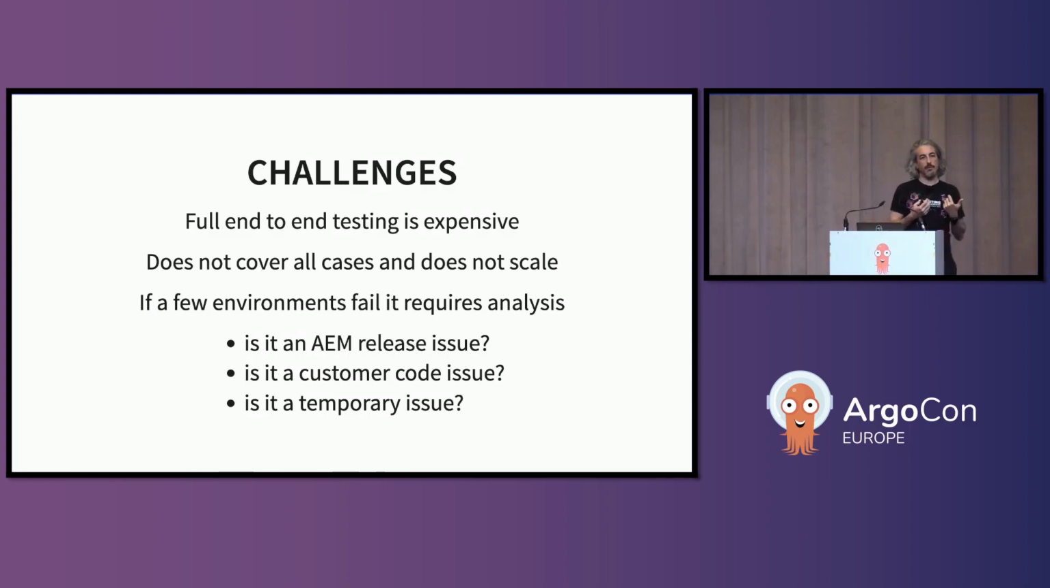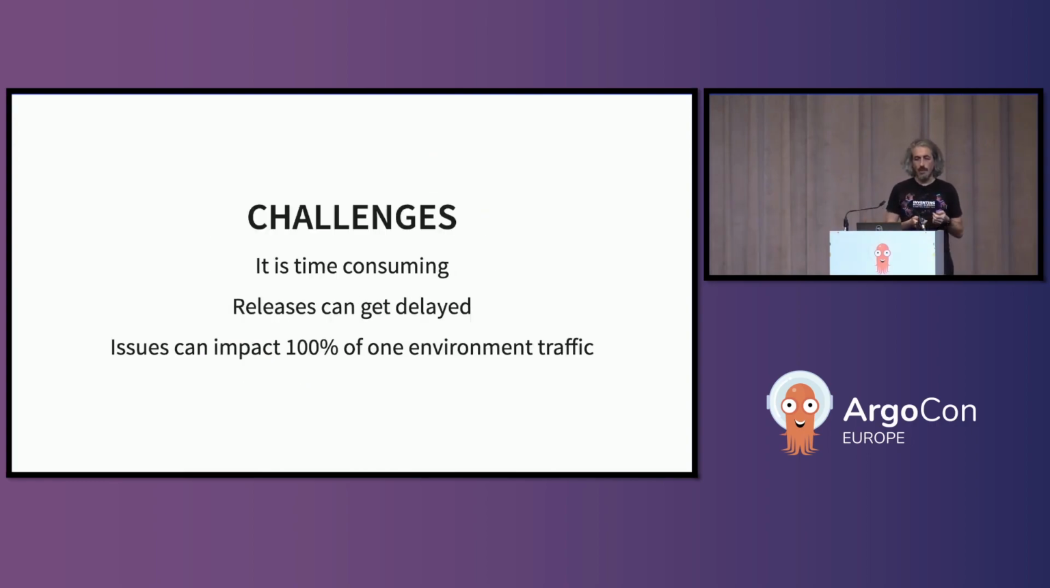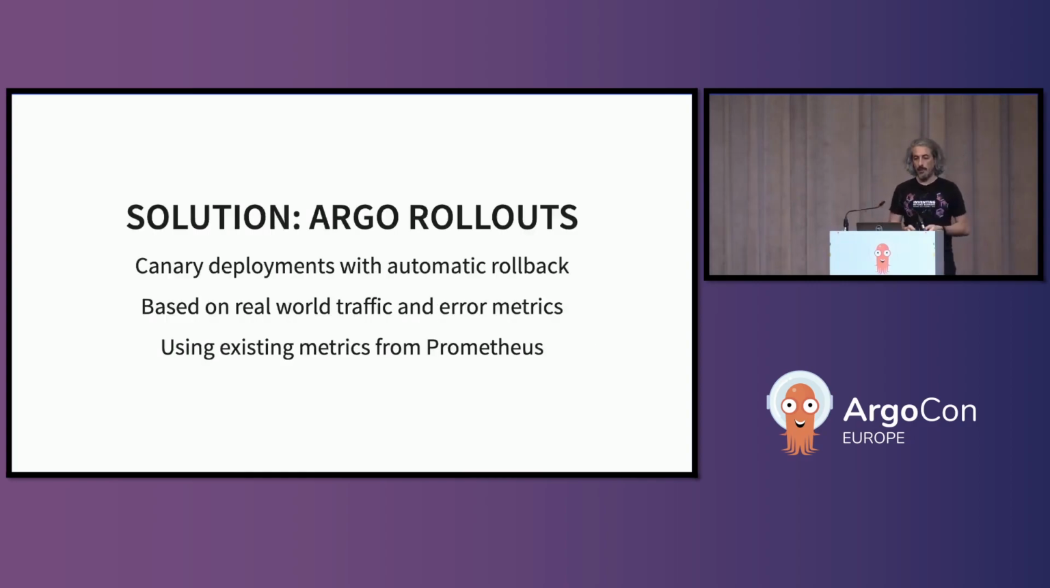Is this a problem in our release? Is it a problem in the customer code? Is it just a temporary thing that is happening? It's very time-consuming. This can make the releases get delayed, and it can impact 100% of the customer traffic if something goes wrong. So the solution, spoiler, probably is Argo Rollouts.